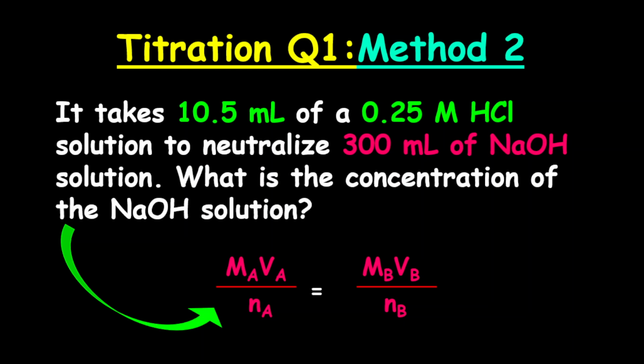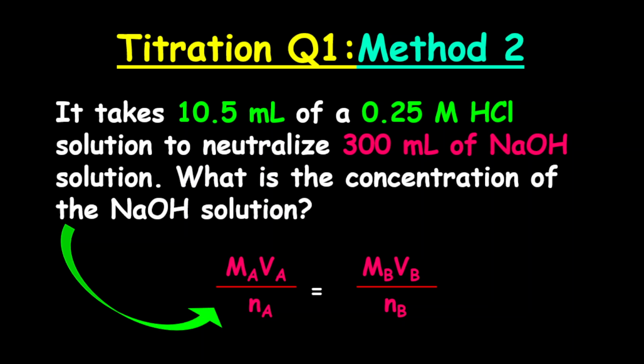Now today we are continuing with titration, looking at our first question. However, this time we are using another method. This method includes the application of the formula. To remind you, the question reads: it takes 10.5 milliliters of a 0.25 molar concentration of hydrochloric acid solution to neutralize 300 milliliters of sodium hydroxide solution. What is the concentration of the sodium hydroxide solution?